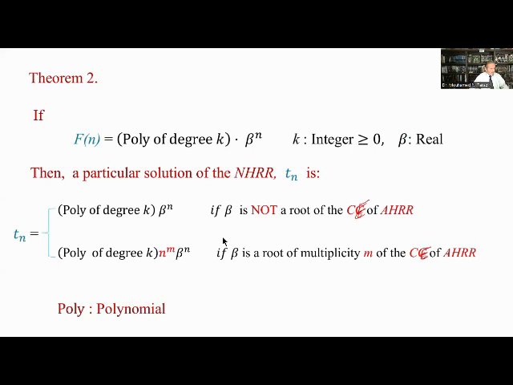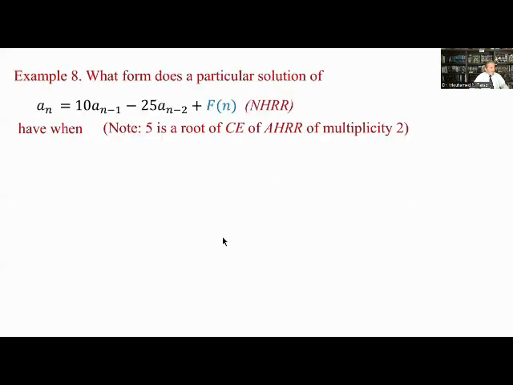Poly, we call that a polynomial. Here, what form does a particular solution of this non-homogeneous recurrence relation have when, note, 5 is a root of the characteristic equation of multiplicity 2? We know that if I solve this, I find the root 5 is a root of multiplicity 2. Now look at those cases. If Fn is 5 to the power n, pause and solve it and see if you can find what form the particular solution will be.